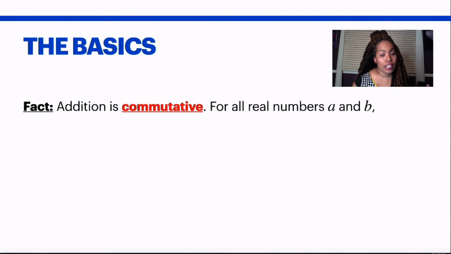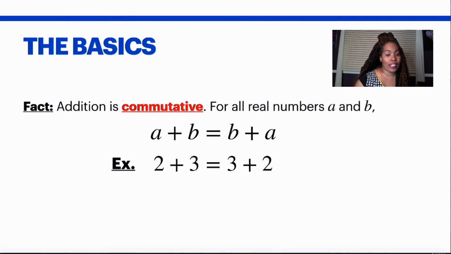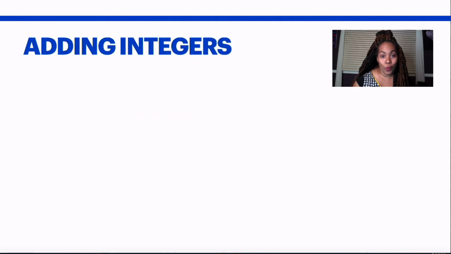Now, here's one more fact that you need to know. Addition is commutative. What that means is that for all real numbers a and b, a plus b is just equal to b plus a. So all we did was switch the numbers around. So, for example, 2 plus 3 is just 3 plus 2. Whoop-de-doo.